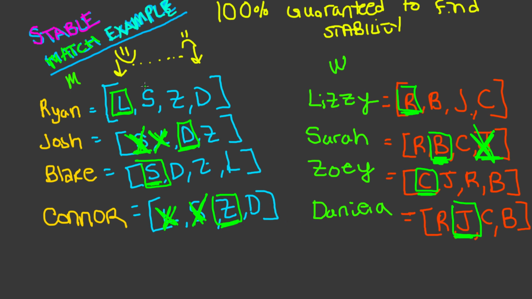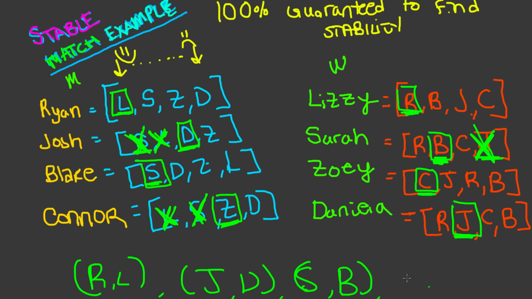So what we've done here is we have found a stable matching between Ryan and Lizzie, Josh and Daniela, Sarah and Blake, and finally Connor and Zoe.